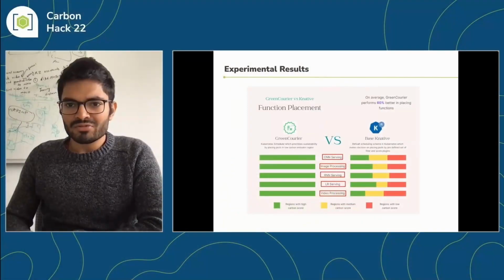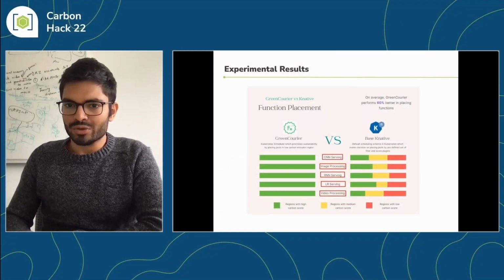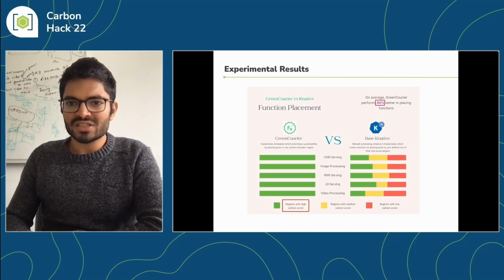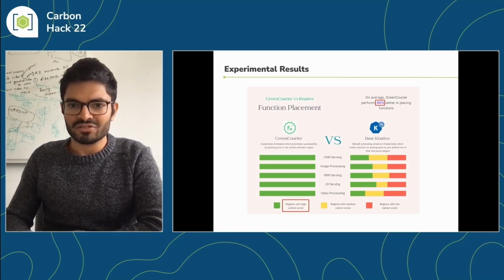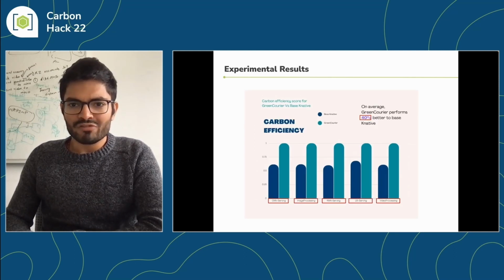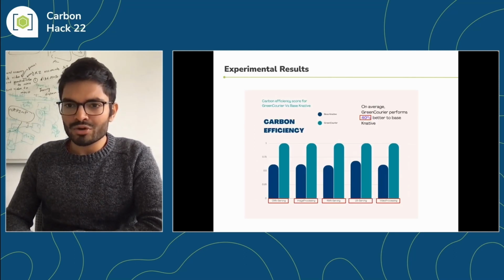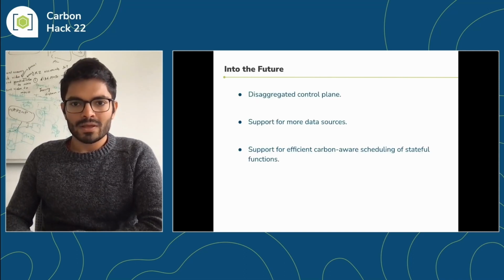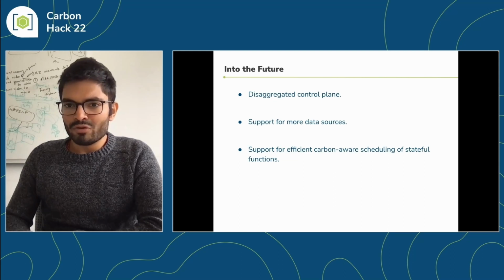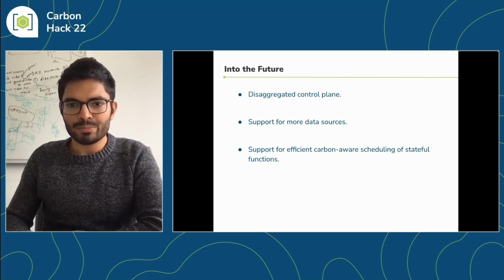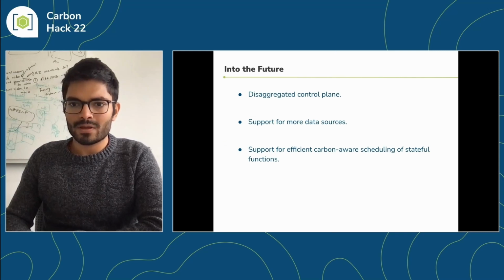Our initial experimental results for 5 different types of functions show that Green Courier performs 60% better than stock Knative for placing functions in regions with high carbon efficiency. Moreover, for the 5 different types of functions, Green Courier is 40% more carbon efficient than Knative. In the future, we want to improve the scalability of Green Courier and move towards a disaggregated control plane, add support for more carbon data sources, and support efficient carbon-aware scheduling of stateful serverless functions. Thank you.